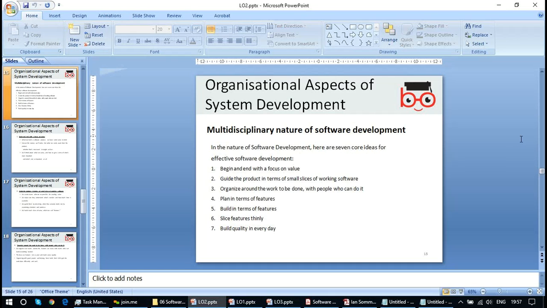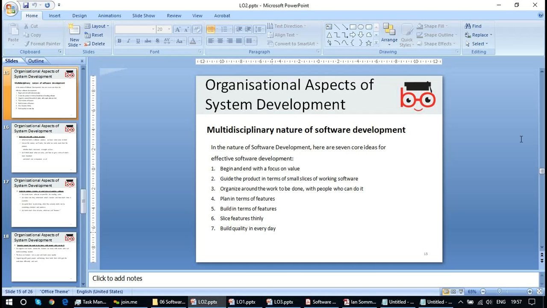So, the multidisciplinary nature of the software development. In the nature of software development, here are 7 core ideas for effective software development. Begin and end with a focus on value. Give the product in terms of a small slice of working software. Organize around the work to be done with people who can do it. Plan in terms of features. Build in terms of features. Slice features thinly. Build quality in every day.